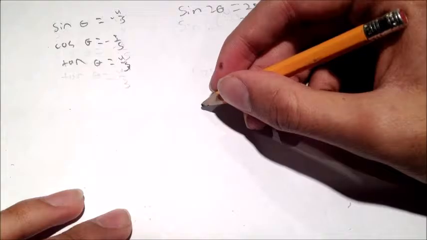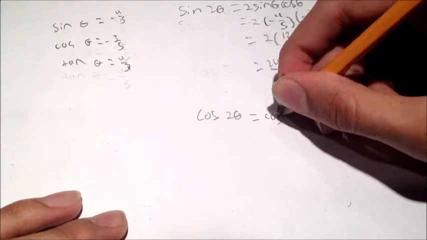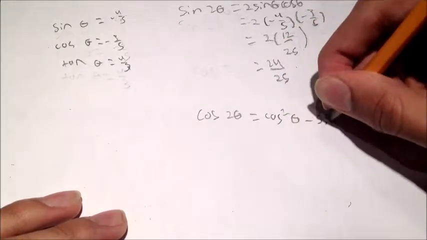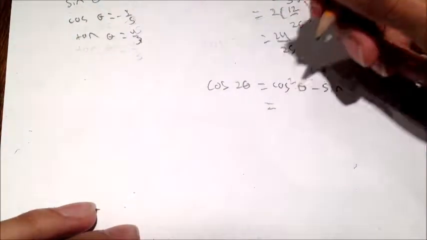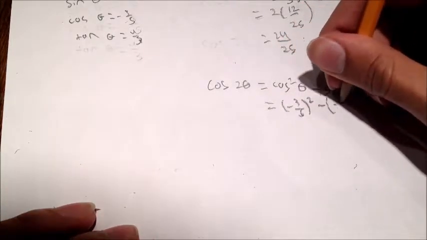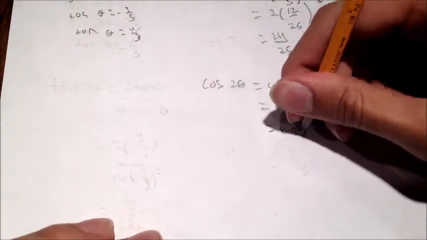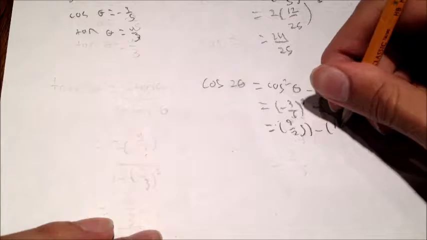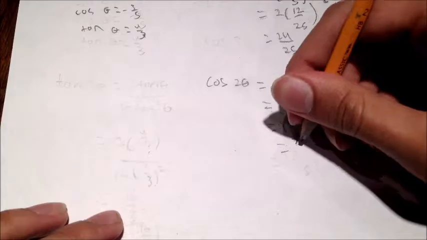So for cos 2 theta, it's equal to cos squared theta minus sine squared theta. So we would just sub in the values again. So then it's -3/5 squared minus -4/5 squared, which is then equal to 9/25 minus 16/25, which is then equal to -7/25.